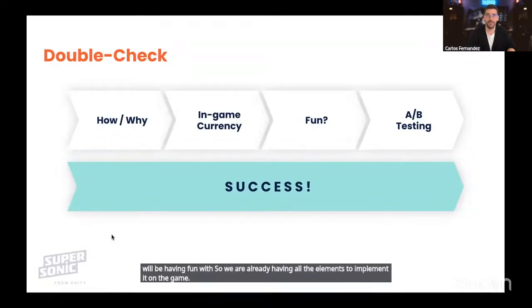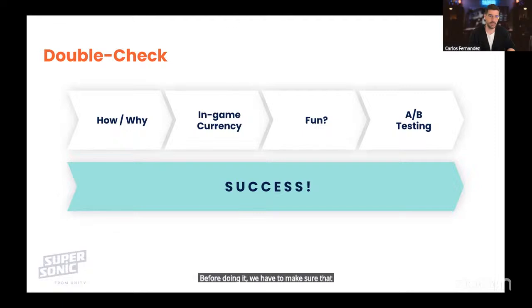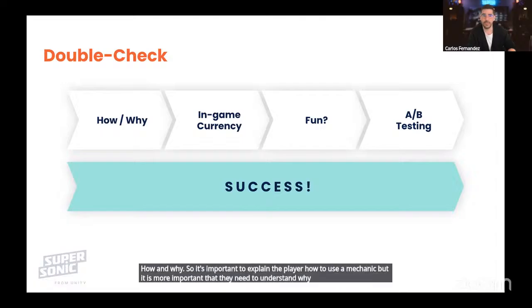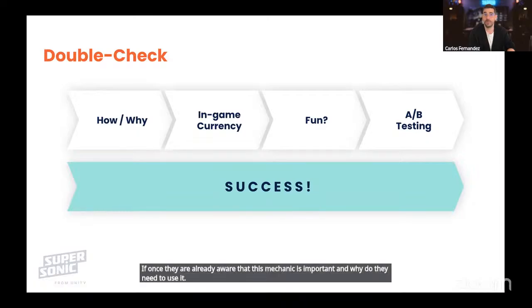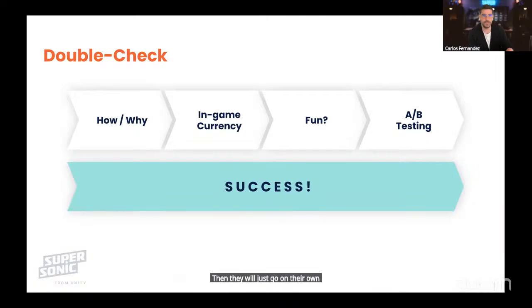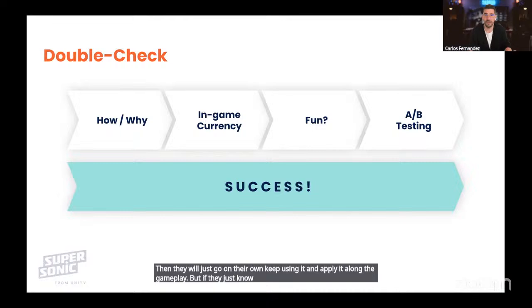Before doing it, we have to make sure that we are double checking certain things. How and why. It's important to explain to the player how to use a mechanic, but it is more important that they understand why they need to use this mechanic. Once they are aware of why this mechanic is important and why they need to use it, they will go on their own and keep using it and apply it along the gameplay. But if they just know that there is a mechanic, but don't know the reason to go for it, they will basically ignore it and eventually forget that it is even there. So they won't even get advantage of it.